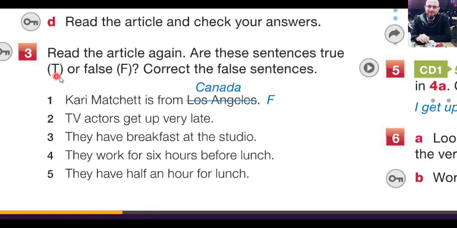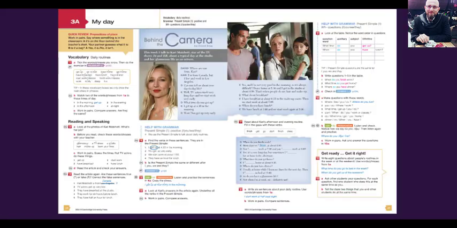Okay, in exercise number three, we'll read the article again. Are these sentences true? Write T, or false? Write F. Correct the false sentences. For example, Carrie is from Los Angeles. So, what do you think? No, of course, she's from Canada. How do we know? Let's go here.